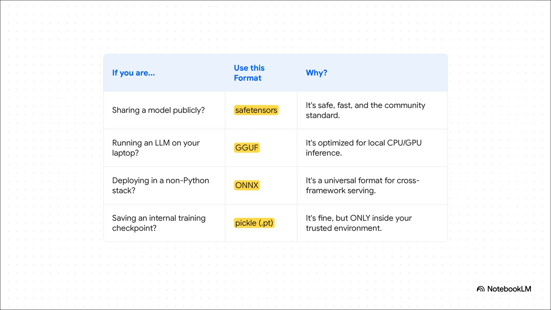You want to run a big LLM on your own laptop? GGUF is your best friend. Convert it, quantize it, and go. Need to deploy your model into a production system that isn't based on Python? That's a job for ONNX. And what about just saving a quick training checkpoint for yourself on your own secure machine? Fine. Then, and only then, is it okay to use the old Pickle format.